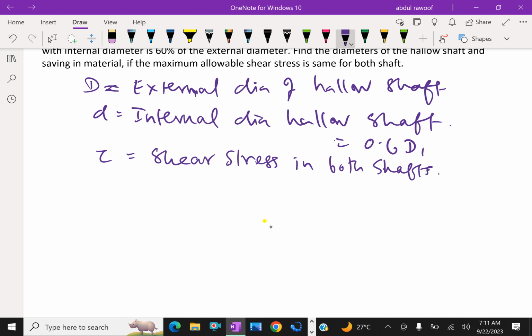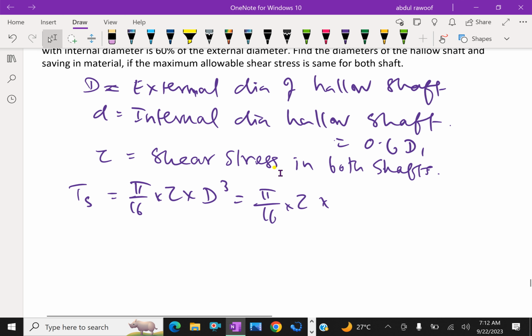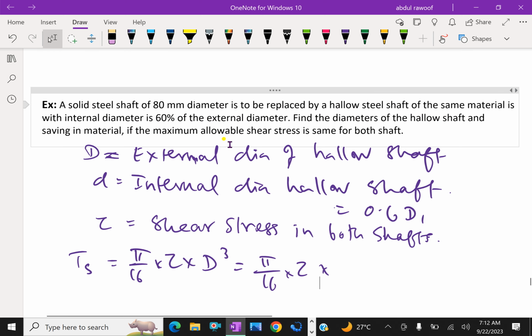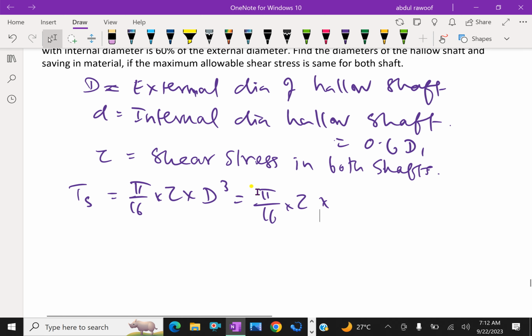Because of the same material, we know that the torque transmitted by the solid shaft, Ts, is equal to pi by 16 into tau into D cube, which is equal to pi by 16 into tau into 80 cube, since the diameter is given as 80 mm.